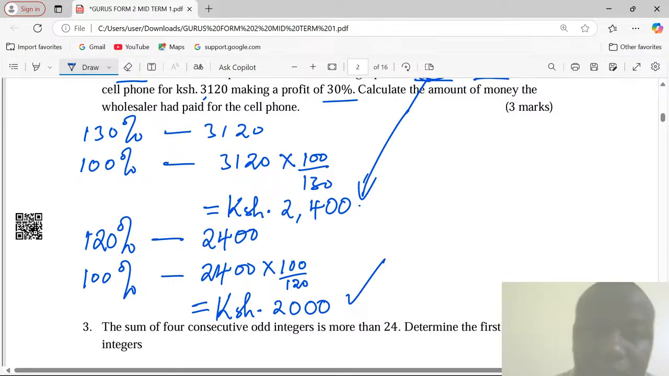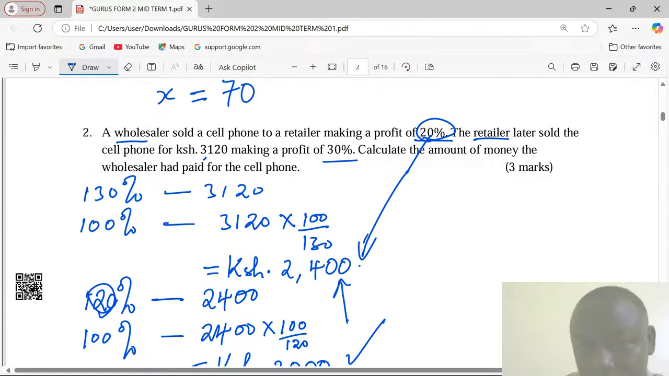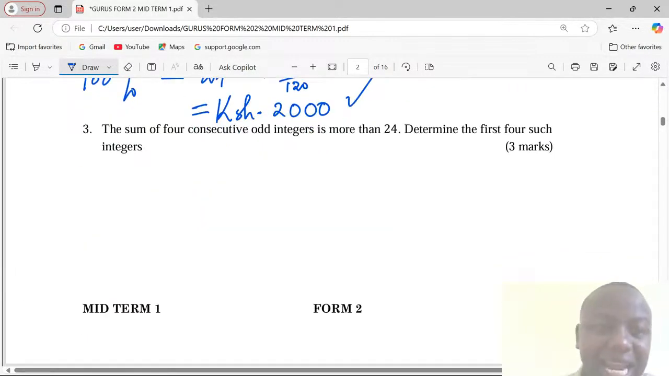That is why, after selling at 2,400, he realized a profit of 20%. Because he's selling to a retailer, the retailer identified a final consumer of this phone, and by making 30%, the retailer sold it at 3,120. So that is how the question is supposed to be analyzed. Look at number 3.